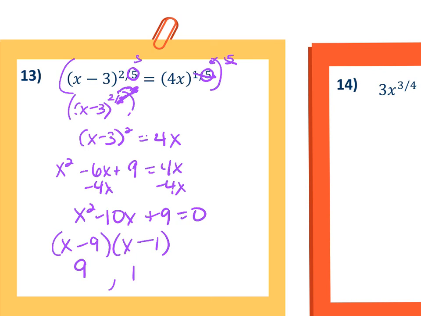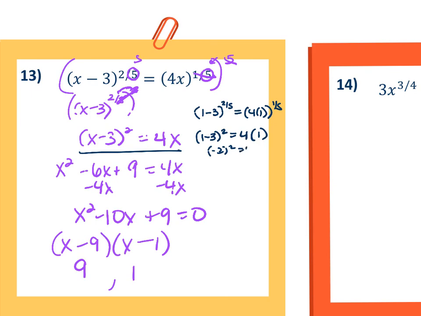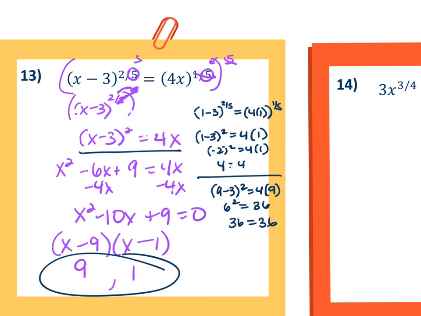Plug them into check. 1 minus 3 to the 2/5, 4 times 1 to the 1/5. You can actually plug that in here, which would be easier. 1 minus 3 squared equals 4 times 1. Negative 2 squared equals 4 times 1, and 4 equals 4. That works. 9 minus 3 squared equals 4 times 9. 6 squared equals 36, and 36 equals 36, which also works.